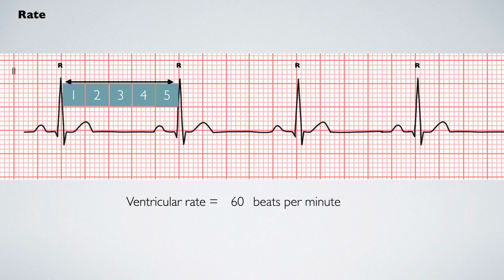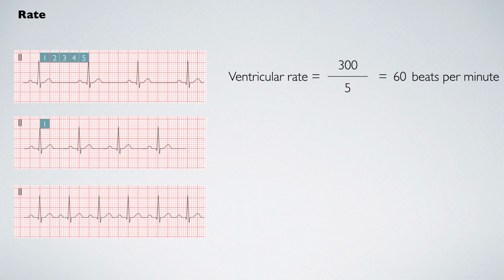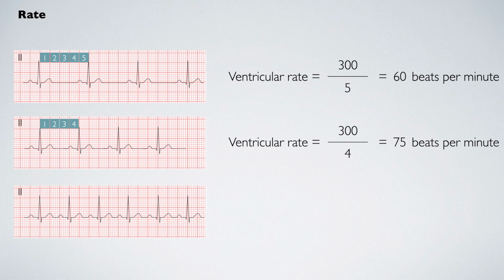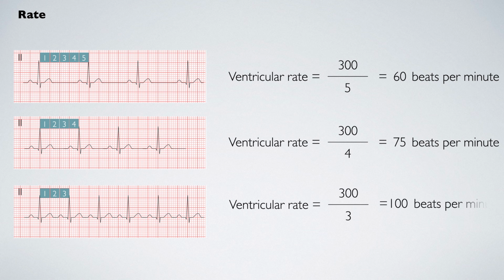This is a nice quick way of assessing the rate of an ECG. For example, if there are 4 squares between the R waves, the rate will be 75 beats per minute. And if there are 3 squares, the rate will be 100 beats per minute.